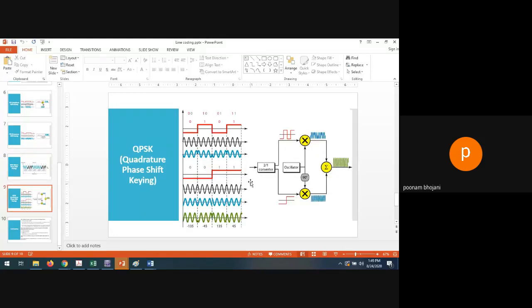Quadrature PSK is the only difficult part here. But why have I kept it? Because many students are not able to understand QPSK properly while drawing it. Whenever I explain, you will understand. Yeah, it is okay. It is good. But whenever you try to draw it, it will be difficult for you. So try to draw all the waveforms in the QPSK format also.